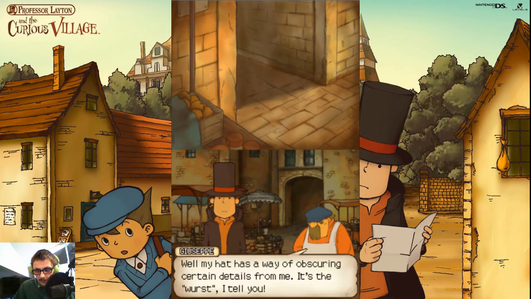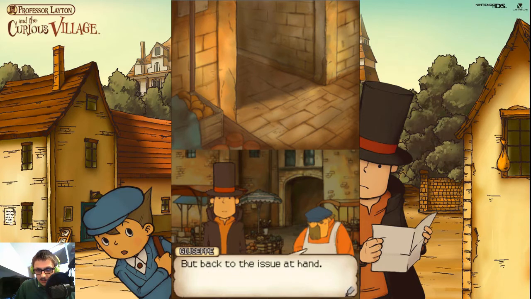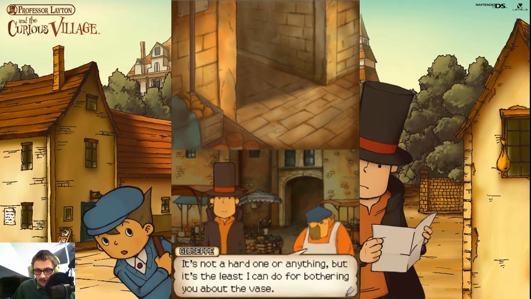Well, my hat has a way of obscuring certain details for me. It's the worst, I tell you. Haha. But back to the issue at hand. The mystery man wasn't a regular around here, that's for sure. Don't worry though, I'll just give it back to the guy next time I see him. So, speaking of flower vases, I know a puzzle I bet you like. It's not a hard one or anything, but it's the least I can do for bothering you about the vase.